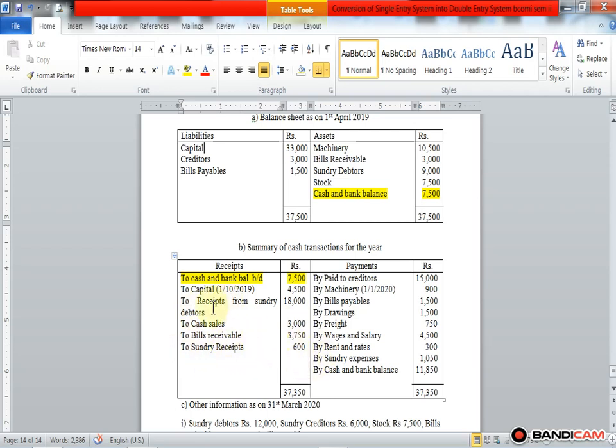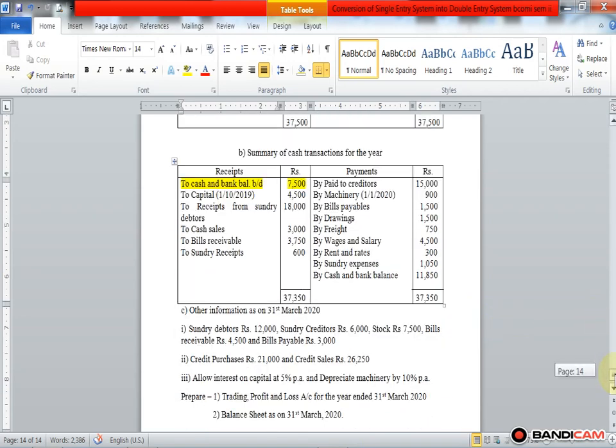So cash received from debtors, here also we give an effect. Cash sales are also transferred to the trading account credit side. Bills receivable received during the year, this balance of bills receivable is transferred to the bills receivable account. Sundry receipt is transferred to the credit side of the profit and loss account.